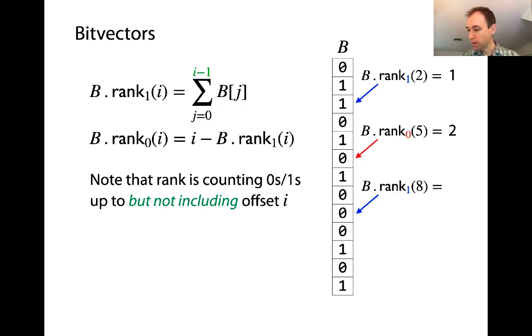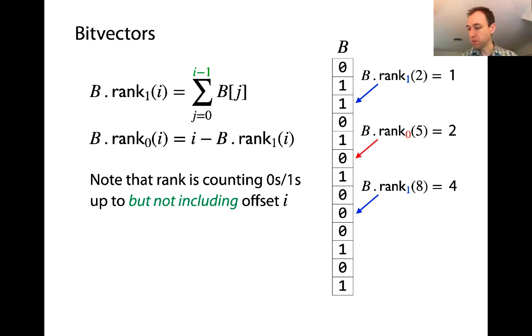Let's do one more. So let's do the rank subscript 1 at 8. All right, now I have to look at all these elements and count up how many 1s I see. 1, 2, 3, 4, right? Okay, so the answer to this is 4. That is rank. It's counting how many times either 0 or 1 occurs up to, but not including, the given offset.